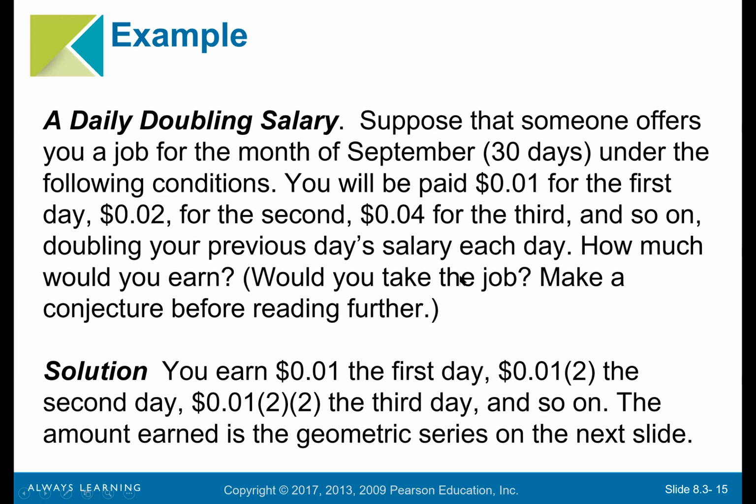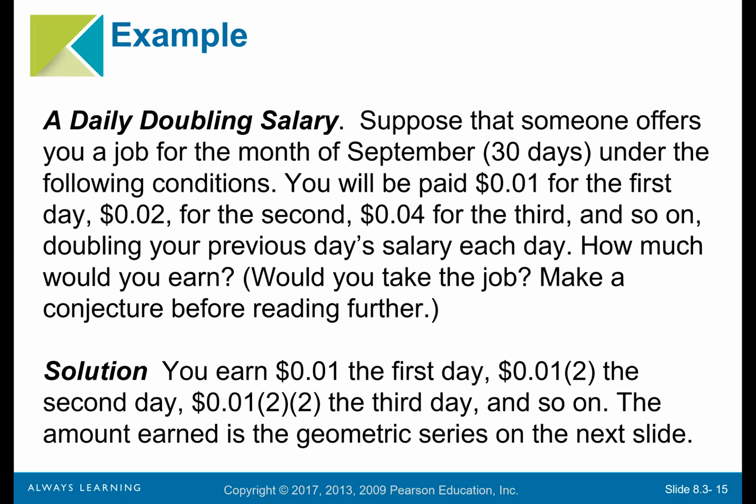Suppose that someone offers you a job for the month of September, which has 30 days, under the following conditions. You will be paid 1 cent for the first day, 2 cents for the second day, 4 cents for the third day, so on and so forth, doubling your previous day's salary. How much would you earn? Would you take the job? Make a conjecture before reading further.